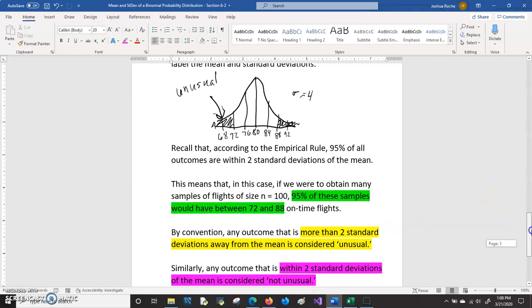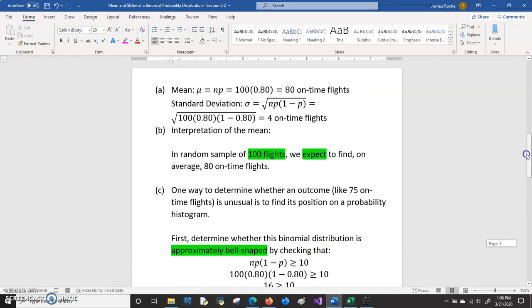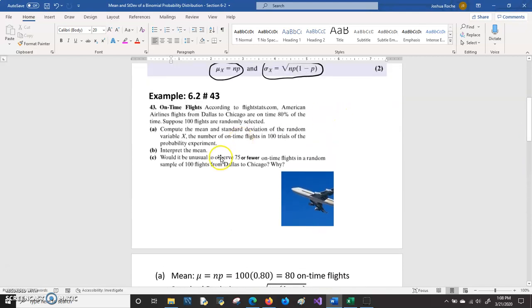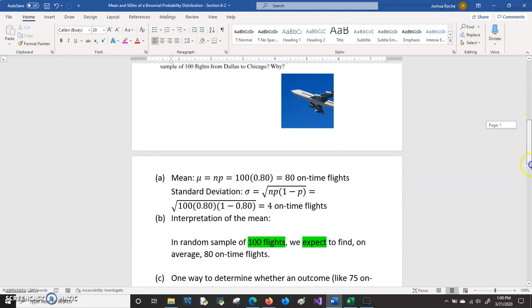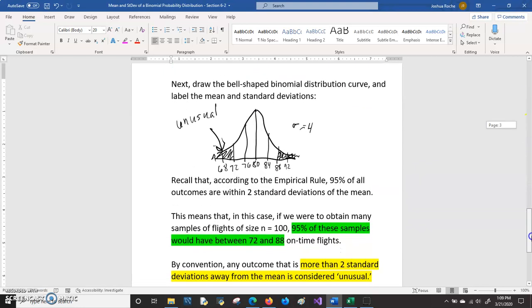The question was, would it be unusual to observe 75 or fewer on-time flights? So we'll want to go to the curve and see if 75 is in those tails. But 75 is not. 75 is about here. So about here is where 75 is, and that would be considered not unusual.